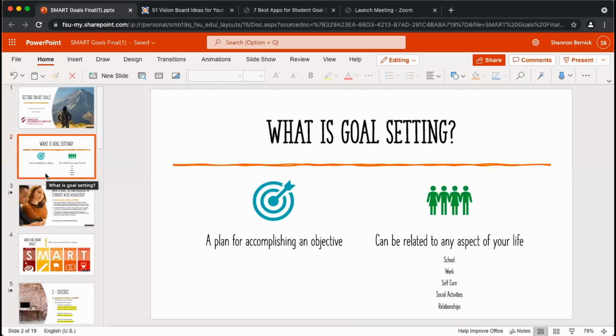And put simply, it's a plan for accomplishing an objective. So there's something that you would like to do, and creating a plan is going to be that way of setting a goal for accomplishing what you'd like to do.